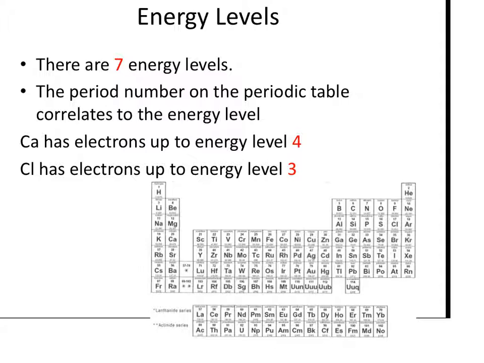We're going to use the periodic table as a tool to help us with electron configuration. So the first thing that you need to know is that each row on the periodic table, which is called a period, is going to correlate to an energy level. On your periodic table right now, I would like for you to write in the 7 energy levels, or the 7 rows.